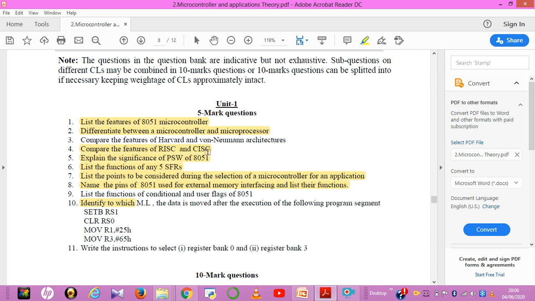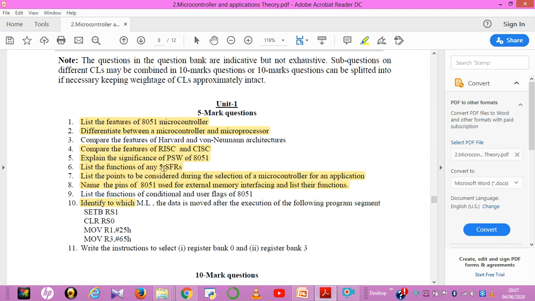Next one, explain the significance of PSW of 8051. Here you have to explain significance of PSW, which means program status word. First you have to draw the bit structure of PSW. Next you have to explain every bit of PSW.